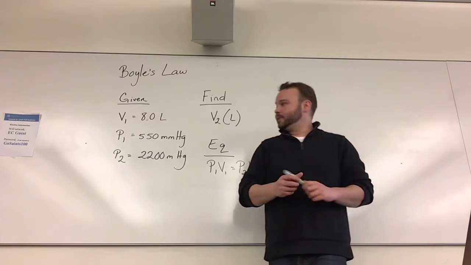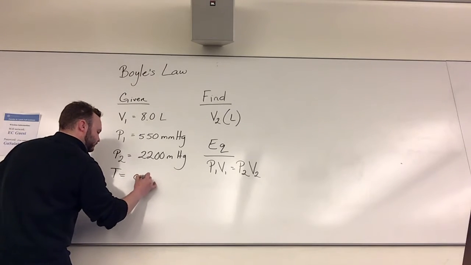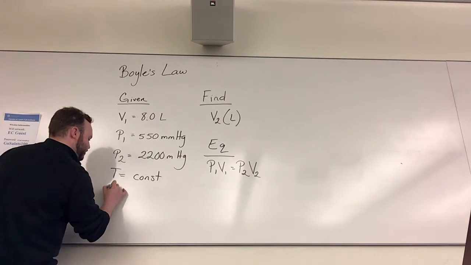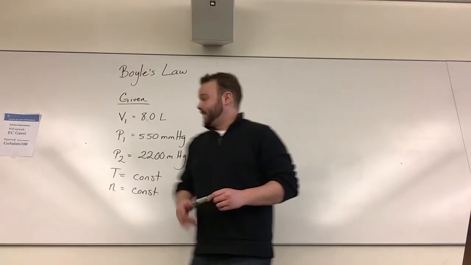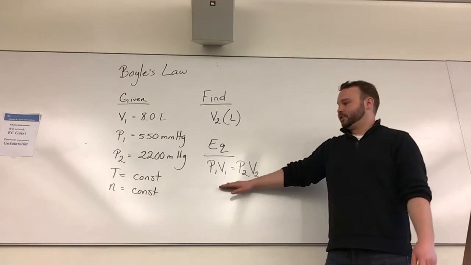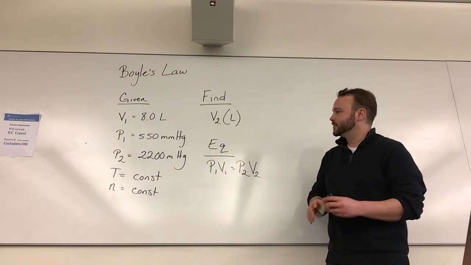And it's telling me specifically that temperature is constant, and the number of moles of Freon is also constant. Since they're constant, that's why they don't show up in this equation, because they're not changing. We're only looking at things that are changing when we change the conditions.